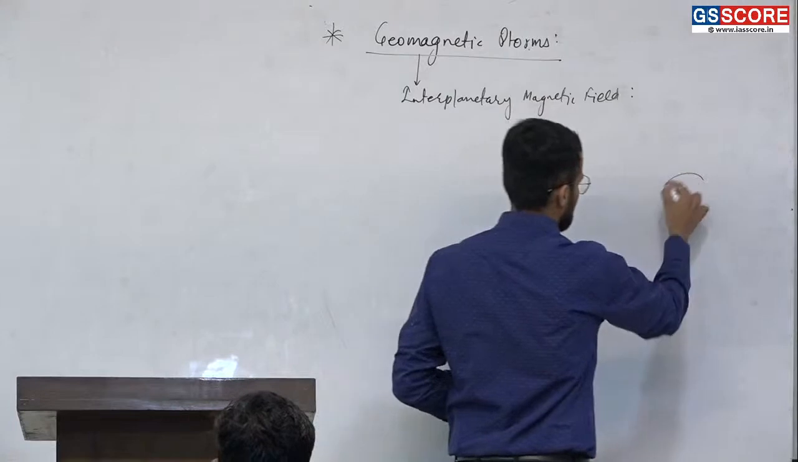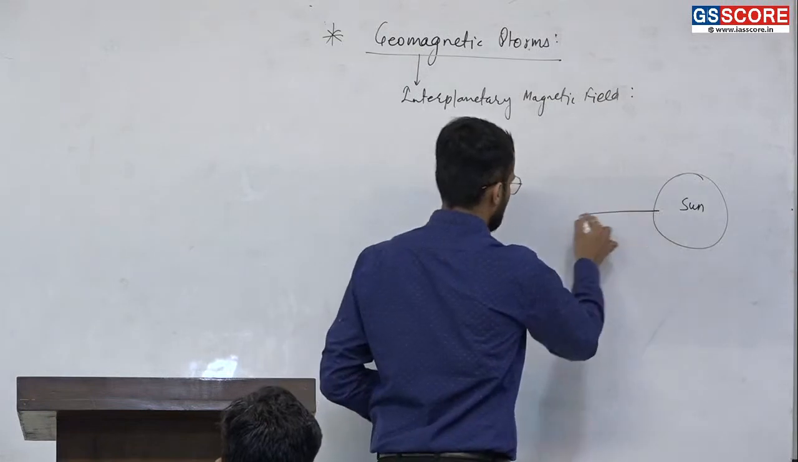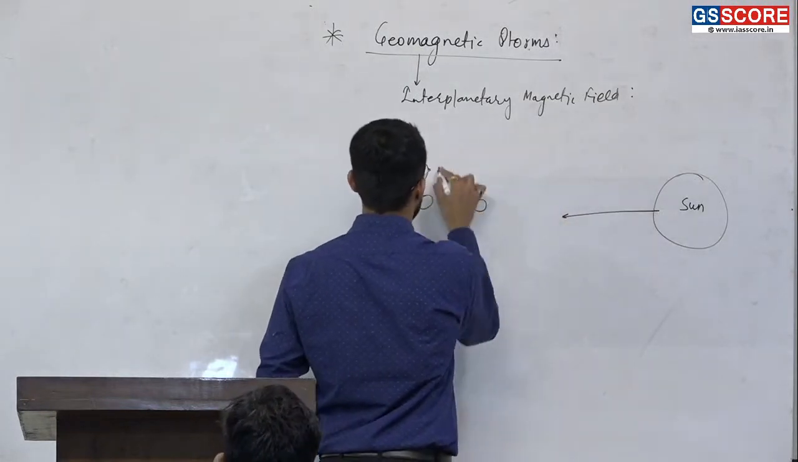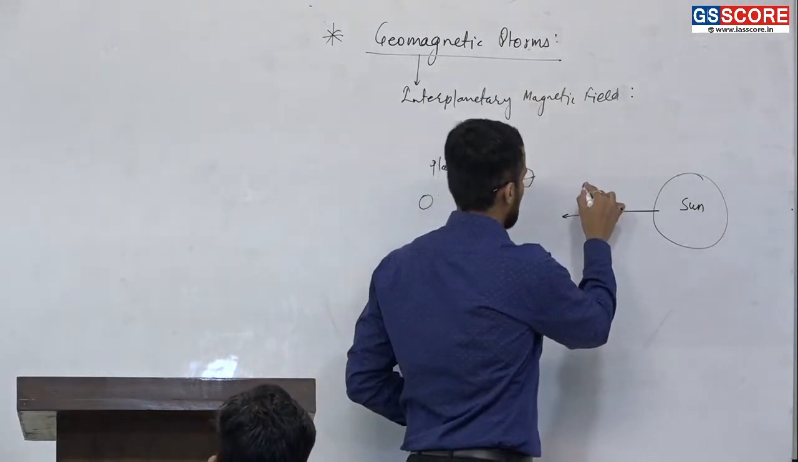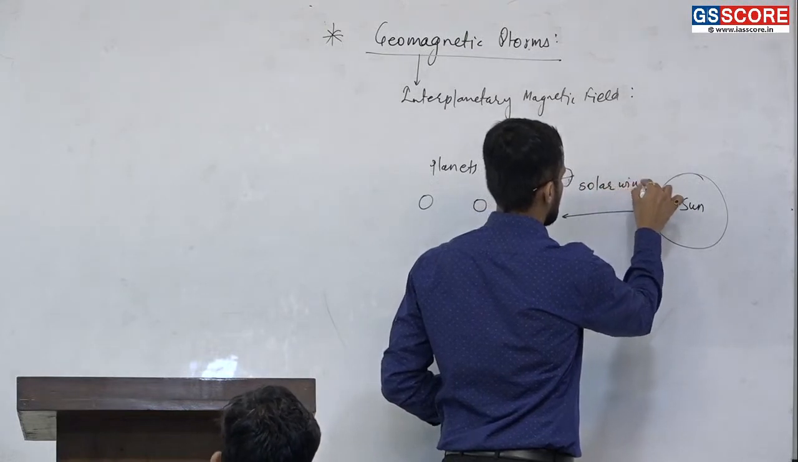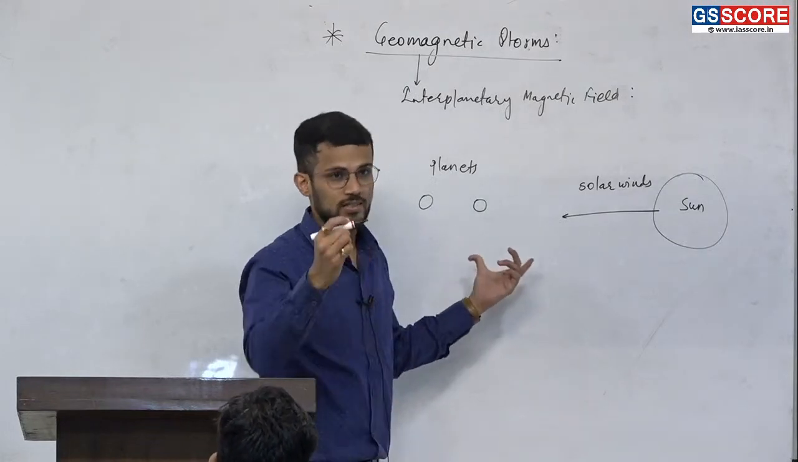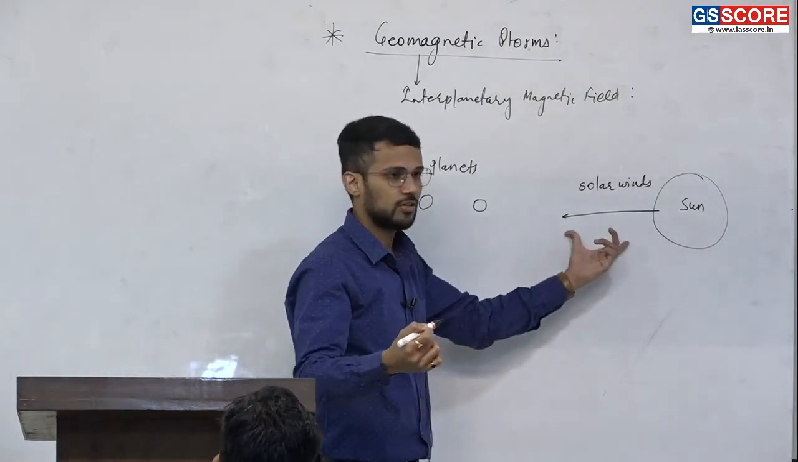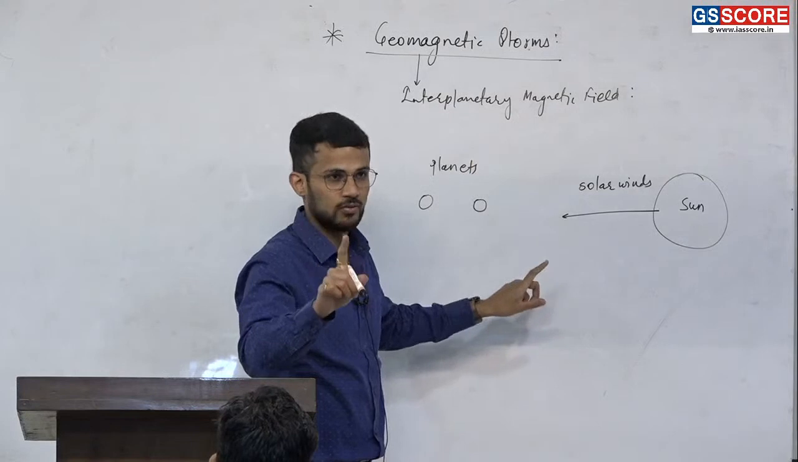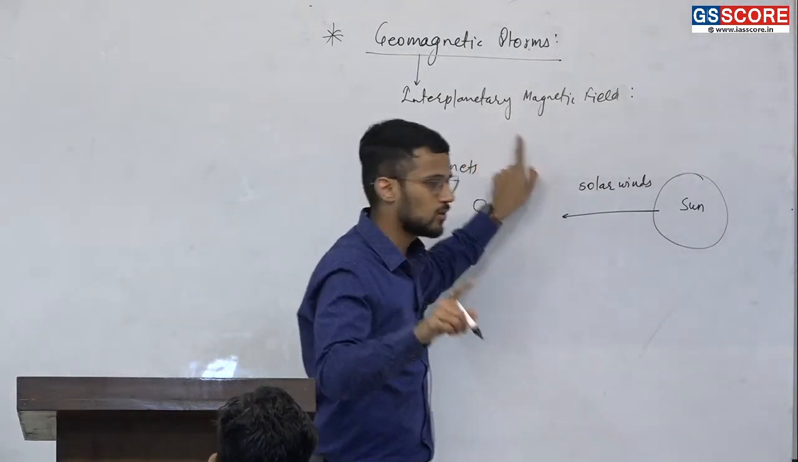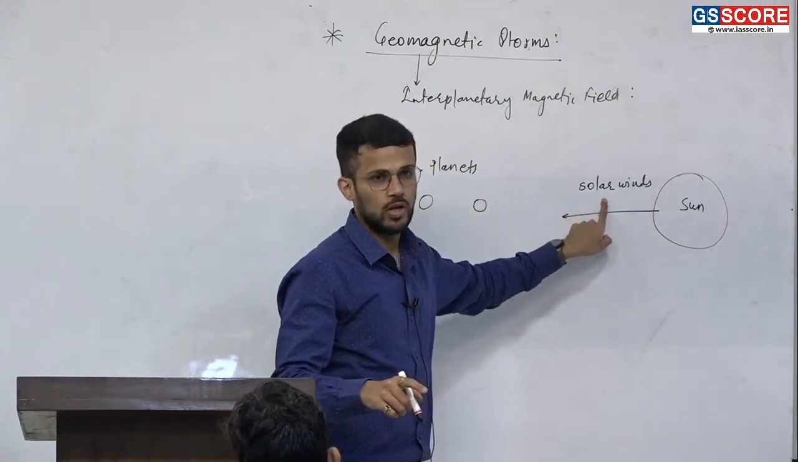So, Sun's magnetic field is dragged towards planets. Let's say these are planets. Sun's magnetic field is dragged towards planets by solar winds. And this dragged magnetic field fills up interplanetary spaces, right? It fills up interplanetary spaces, and that is what is called the interplanetary magnetic field. The interplanetary magnetic field is a part of Sun's magnetic field dragged towards planets by solar winds.